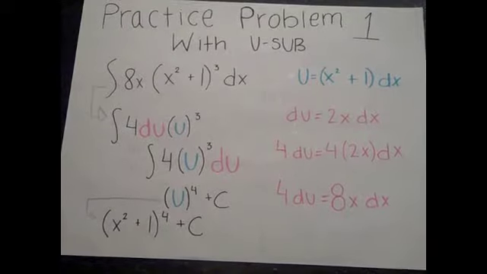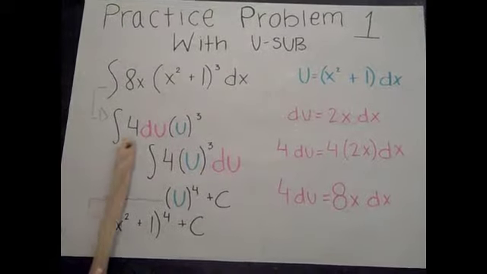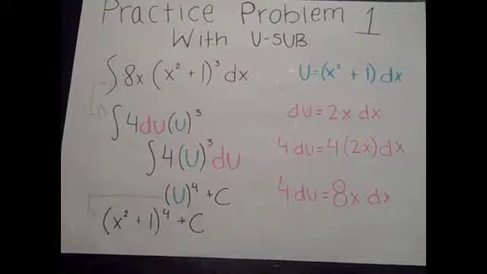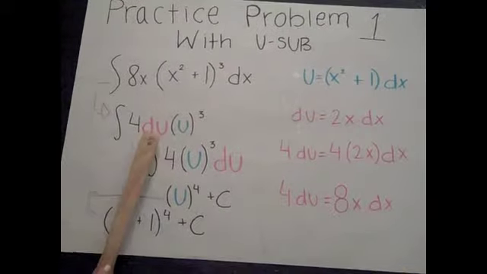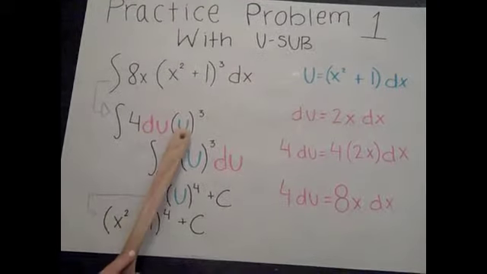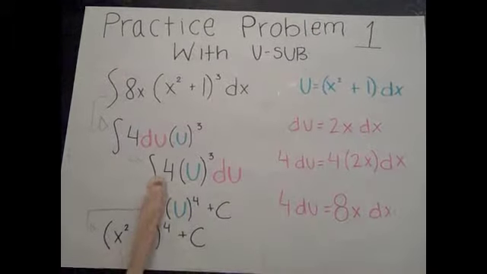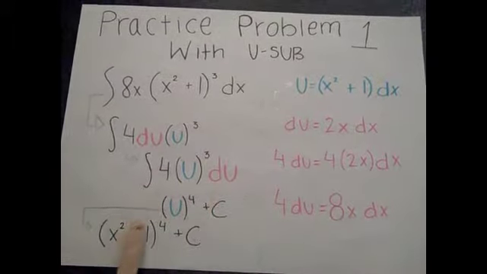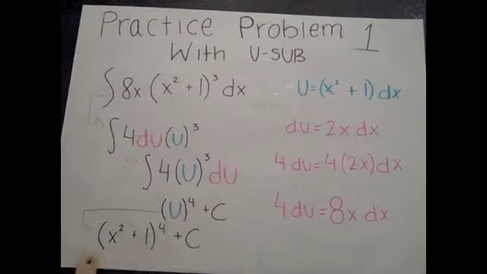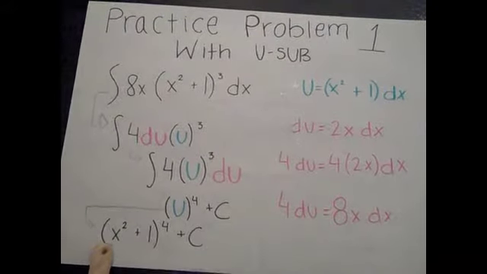Returning to the original problem, it is rewritten and each part is substituted, creating 4 du u to the third. It is at this point that the integral can be taken and the problem is less cluttered. To take the integral, the exponent is raised to the fourth, and the coefficient is then divided by 4, leaving the problem as u to the fourth plus c.